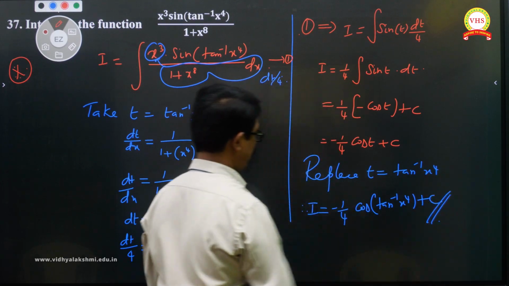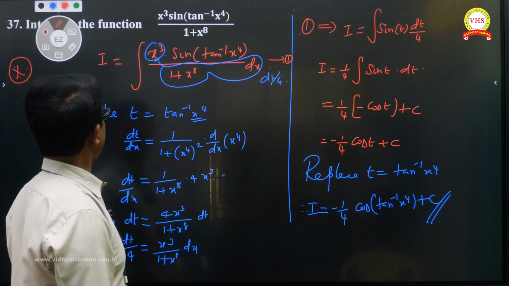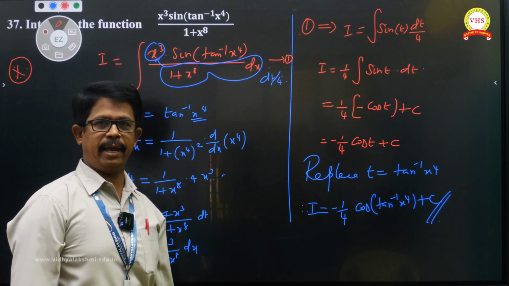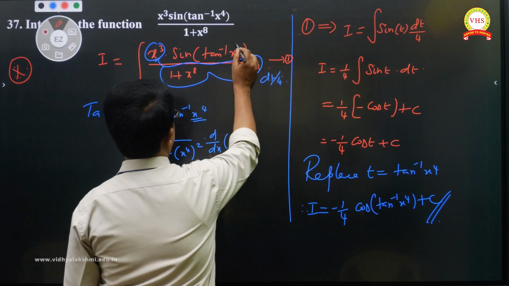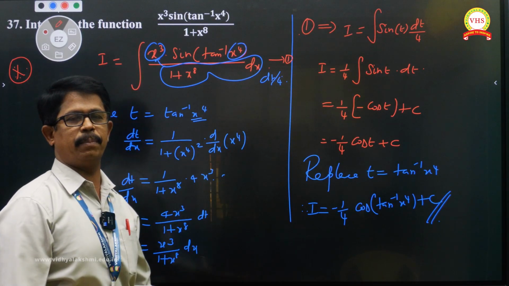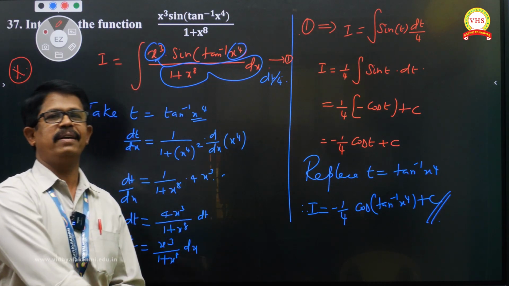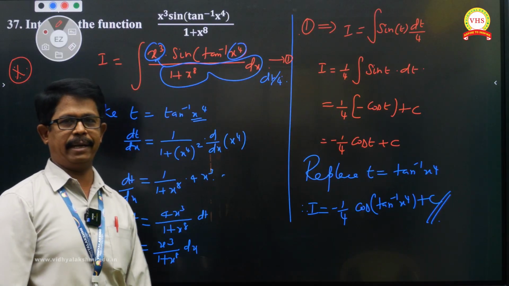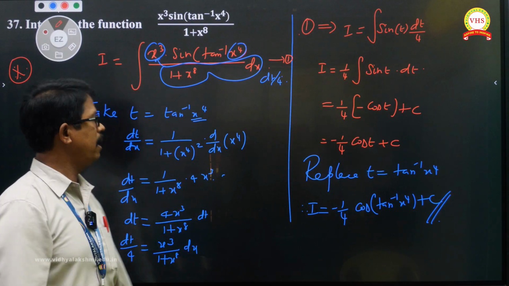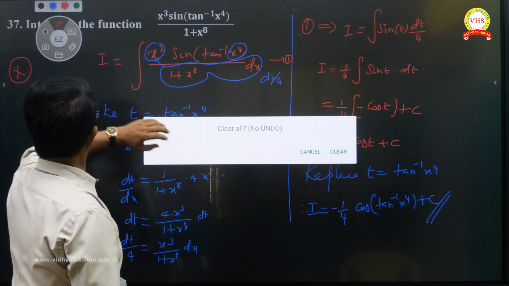This is the final answer for the given integration. Are you okay? Be careful about this. Otherwise we are going to take x power 4 as the other variable, then substitute in terms of the third variable. It is so lengthy. I am going to take tan inverse of x power as the alternate variable directly. Now we are going to move on.